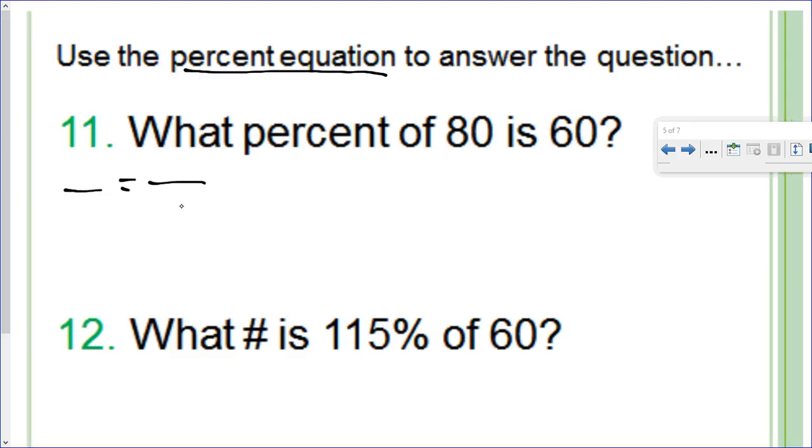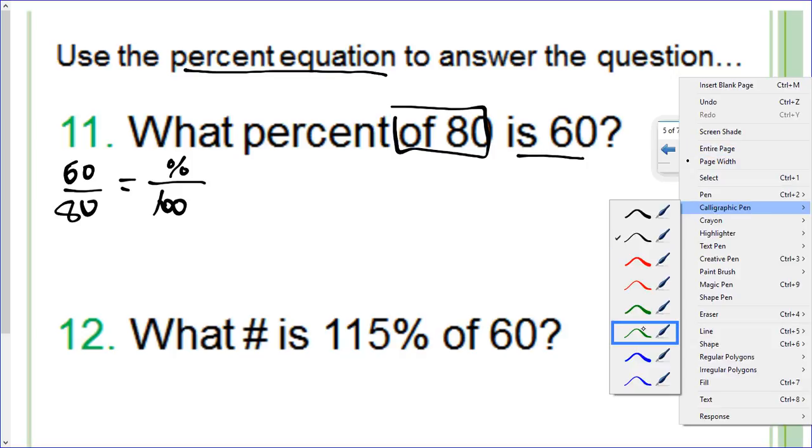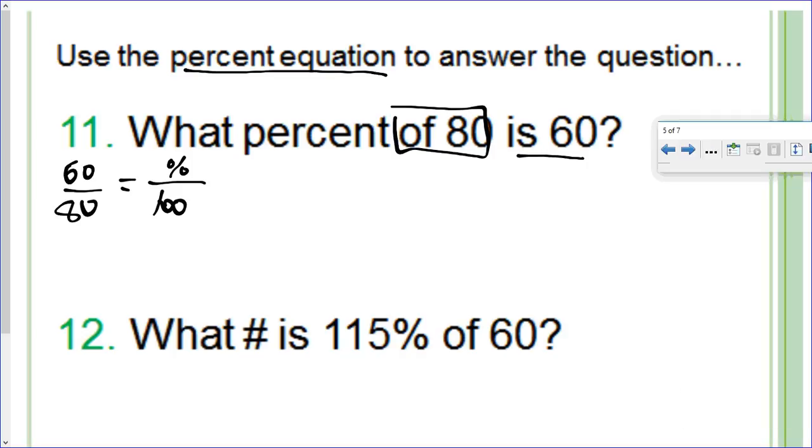Here's your proportion. We don't know what the percent is. It's going to be out of 100. Is 60, that's your is number, that's your top number. And it's going to be out of 80. So 60 out of 80 equals a percent out of 100. But they want you to use an equation. So the percent equation, you'll see it in your book if you're having a little trouble with this or need a few more examples.